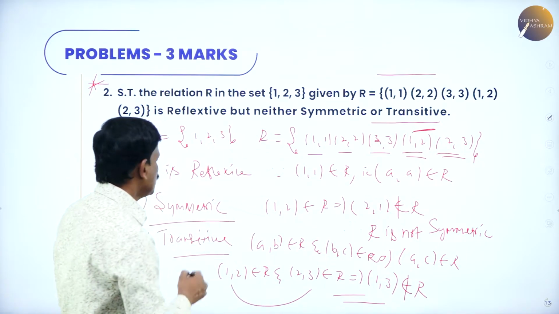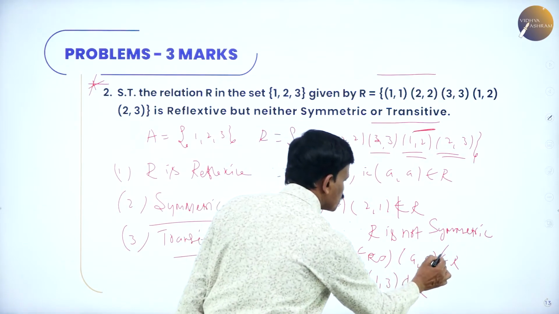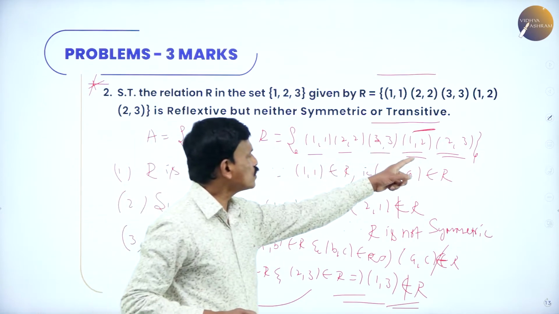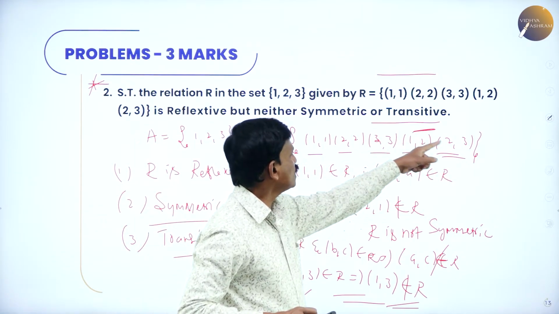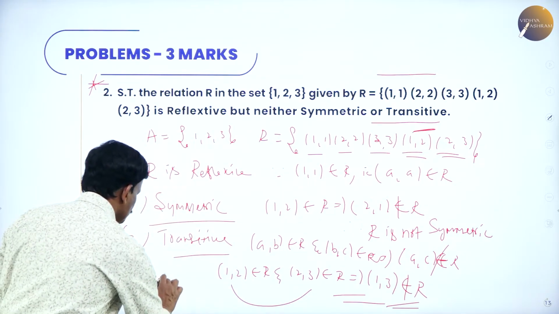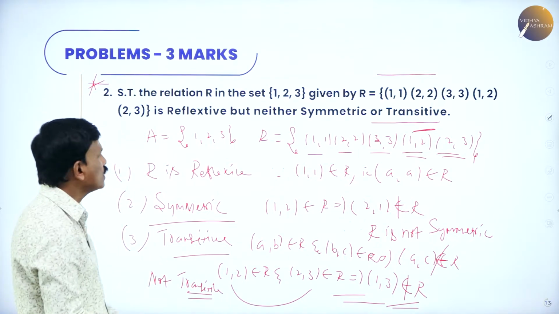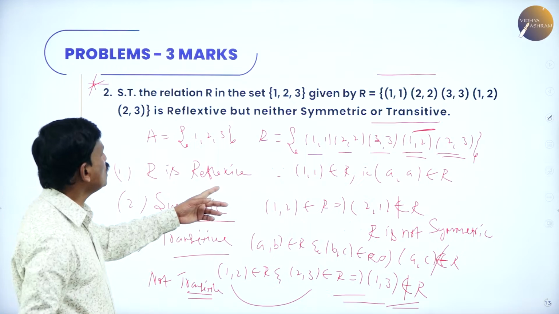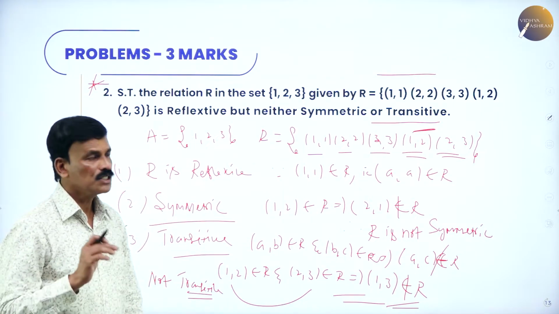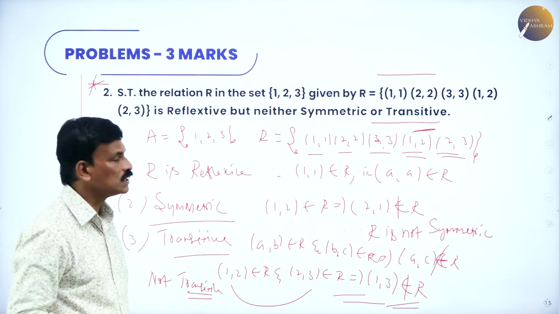So here (A, B) belongs to R, (B, C) belongs to R, implies (A, C) does not belong to R. (1,2) belongs to R, (2,3) belongs to R, but (1,3) does not belong to R. So therefore R is not transitive. So we can say that this relation R is only reflexive but neither symmetric nor transitive. Okay. So if you do this much, you will get 3 marks for this. Very simple problem. Followed? Okay.